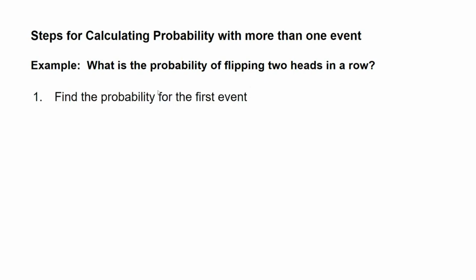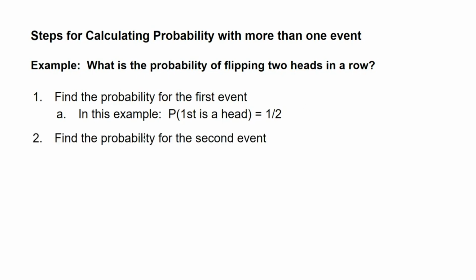We find the probability of the first event, the probability of flipping a coin and getting a head. In this example, that is 1/2. There's one head on a coin and there's two sides. So the nice thing about coins is that the probability of getting a head will always be 1/2. The probability of getting a tail will always be 1/2. The probability for coins are always the same, which makes them kind of easy to work with.